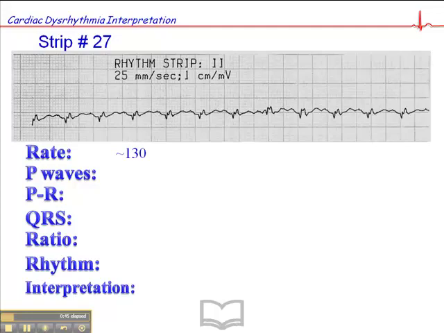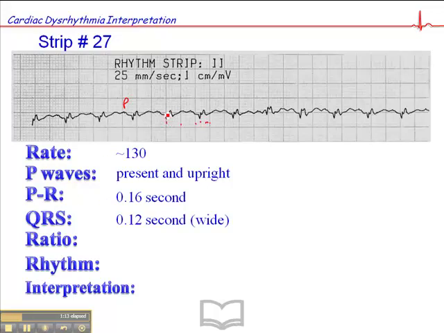So the heart rate's approximately 130, and again, we can measure this out. We'll assume that this is the QRS here, and it's 300, 150, 100, 75, 60, 50. So that's 130. P waves are present and upright, and I'll just tell you that the P waves are here, if you were wondering about that. And the PR interval is about 0.16 second, and it's consistent. The QRS is 0.12, so I'm going to tell you that the QRS starts here and ends about there. And it's 0.12 seconds, so it's wide, so there's aberrancy there, no question about that. The ratio of P waves to QRS is 1:1.